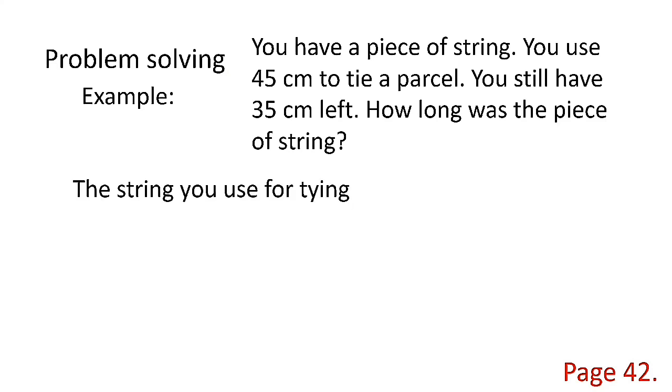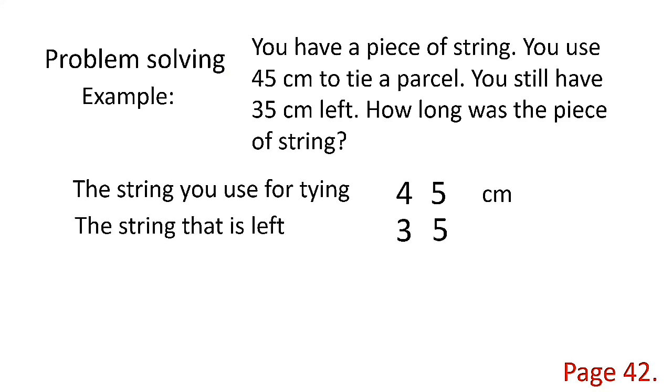Okay, so here the string you use for tying is 45 cm. The second one, the string that is left, 35 cm. And we can now add. 5 plus 5 is equal to 10, so bring down 0 and carry 1 to the tens place. And 4 plus 3 is equal to 7, plus 1, that is 8.